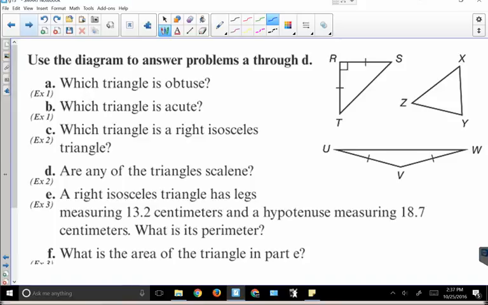Which one of these is obtuse? Triangle U, V, W. Everybody agree? Good. It's a good thing. Let's see, now we got Isaac is gone. We got 7 being Tara. So which one of these triangles is acute?